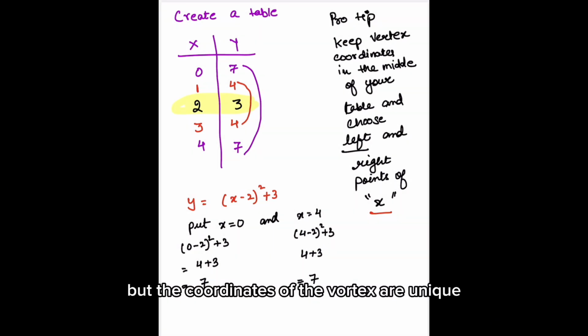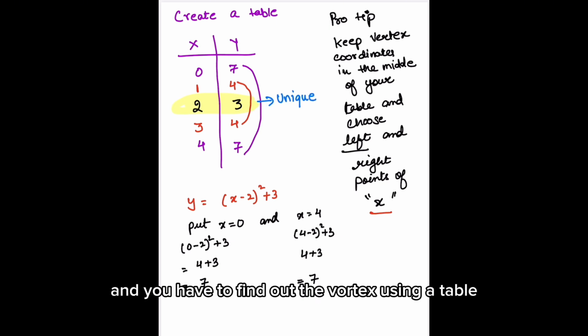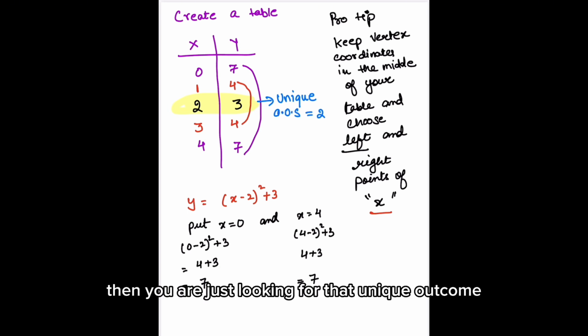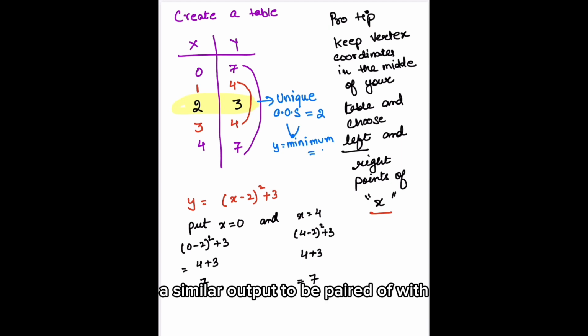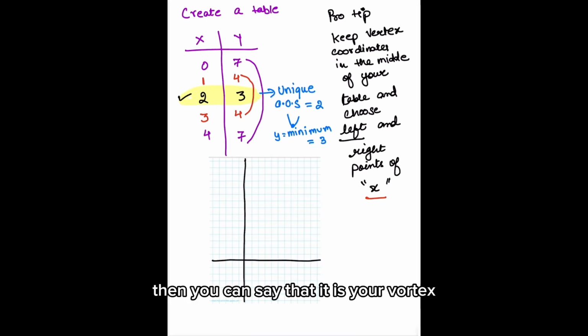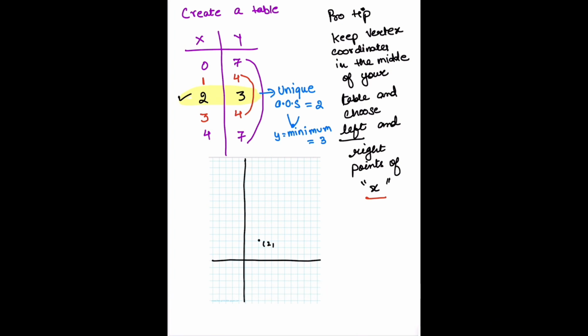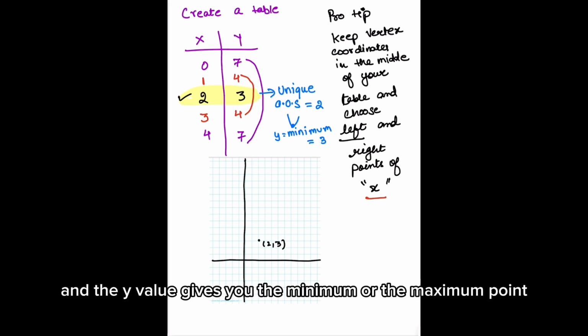but the coordinates of the vertex are unique. This also helps you a lot if you have been given a table and you have to find the vertex using it. You are just looking for that unique outcome. All the other y values will have a similar output to pair up with, but when you see an outcome that has nothing in common with the others, then it is your vertex. The x value of your vertex is the axis of symmetry, and the y value gives you the minimum or the maximum point.